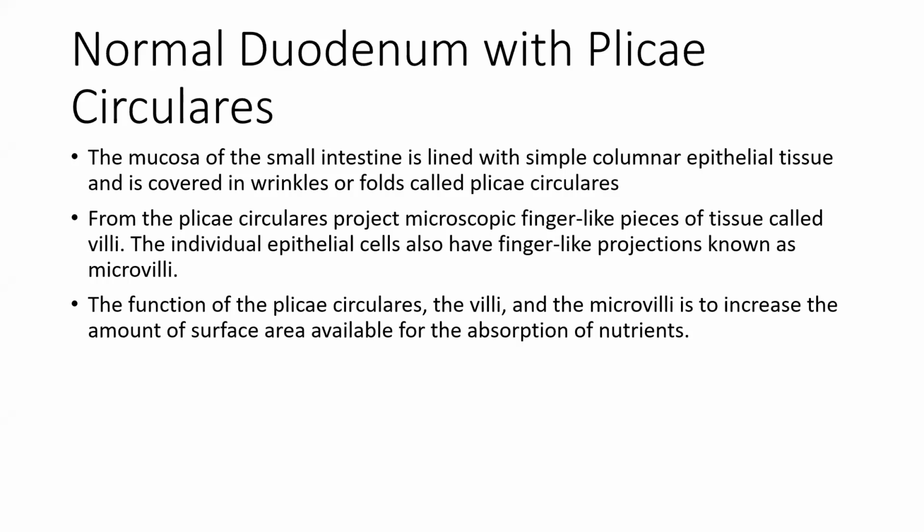So the plicae circularis, these ridges, have folds that stick out off the ridges. We call them villi. Villi means fingers. So it's like these little fingers stick off the plicae. And then the fingers have fingers. We call them microvilli. And so we end up with this tremendous surface area in our small intestine.